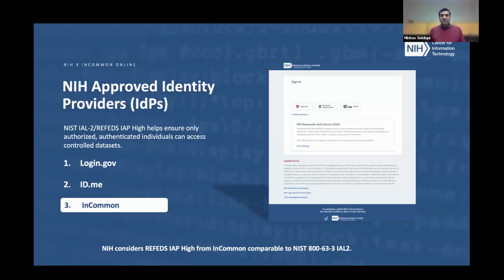And thirdly, the big news, as we said earlier, that InCommon Federation and IAP High is also an approved IdP for NIH. So NIH did an assessment, and we consider REFEDS IAP High as comparable with NIST IAL2.